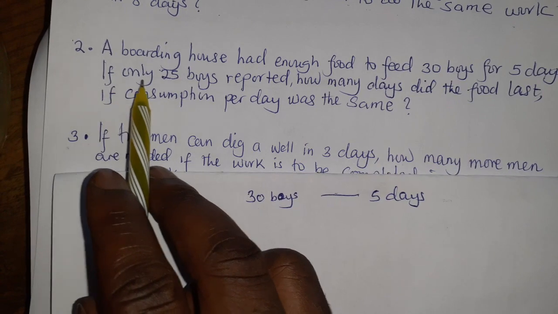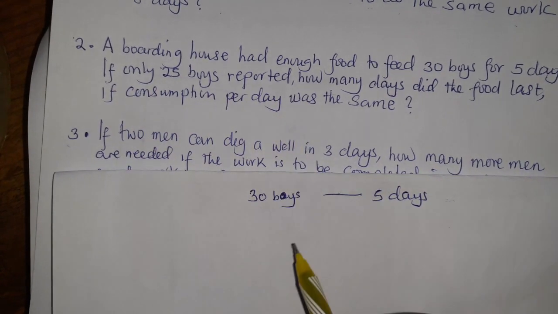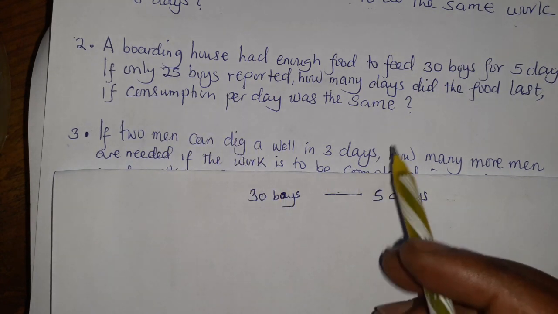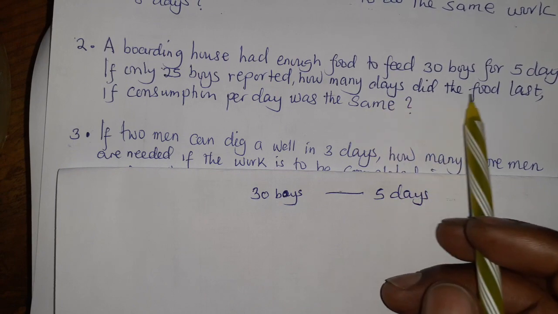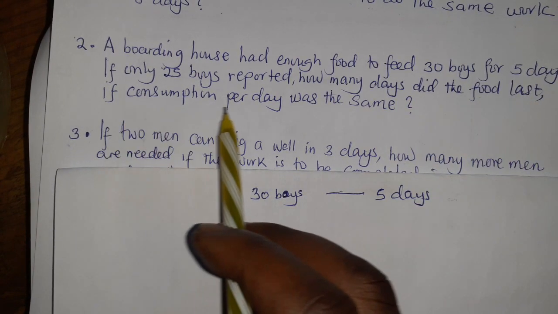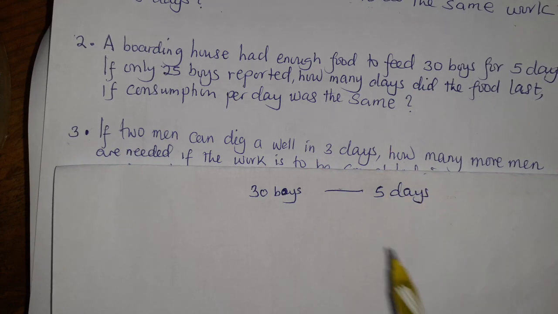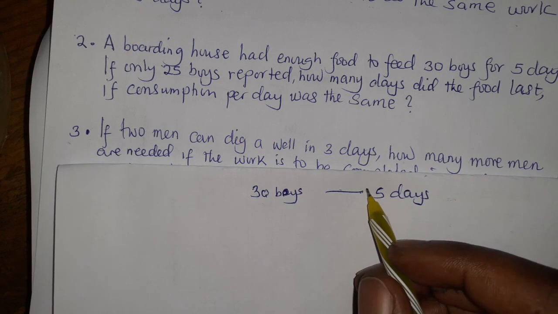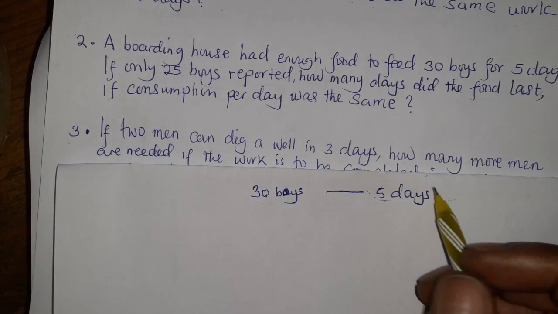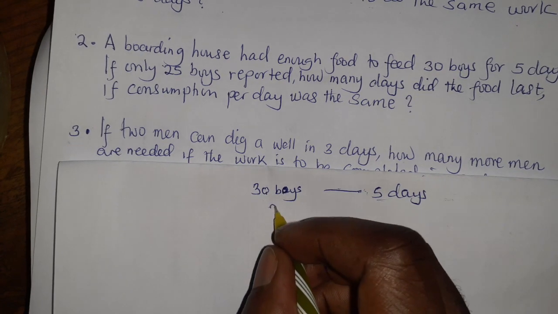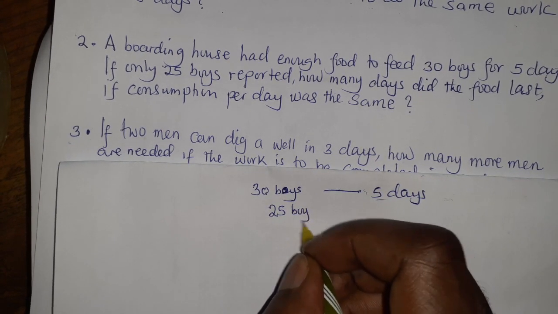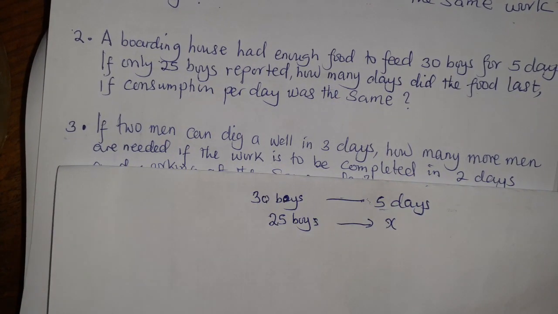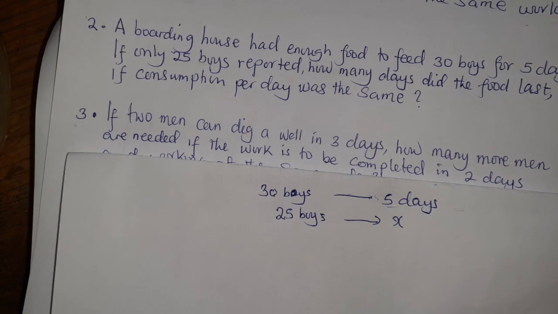Now, if only 25 boys reported, you get that? If only 25 boys reported, how many days did the food last if consumption per day was the same? So in other words, we are saying 30 boys can be fed on that food for 5 days. Now we are told that we only had 25 boys. Now, how many days? So this is the part that we don't have.